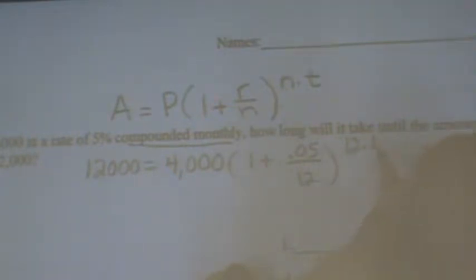the rate has to be in decimal form, 0.05, and there's 12 months in a year, and then you're going to do 12 times how long? We don't know. 12t. Now, I'd like to see that set up. How do you solve this? You're going to divide by 4,000 and you get 3. Just plain old 3. And if you add 1 and 0.05 over 12, you get 1.004, and then raise to the 12t power.